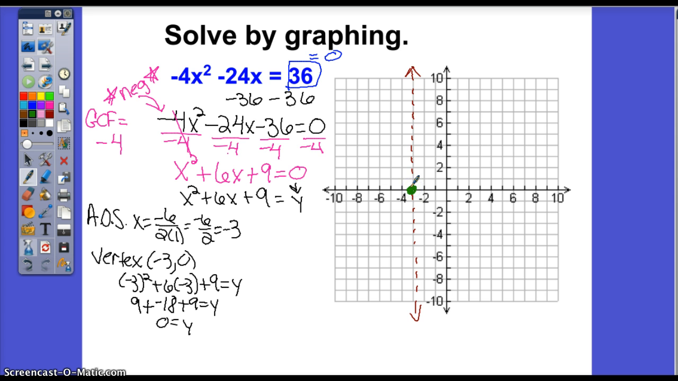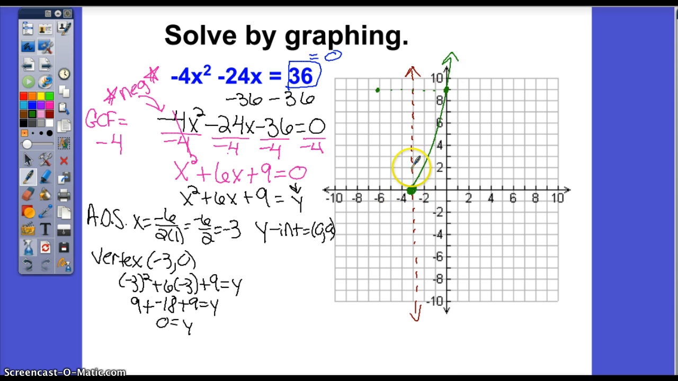Now let's go ahead and find our y-intercept. Our y-intercept is just simply going to be 0 comma 9. So 0 comma 9. And then 1, 2, 3, 1, 2, 3. Is your graph ever going to go below here? No, it's going up.